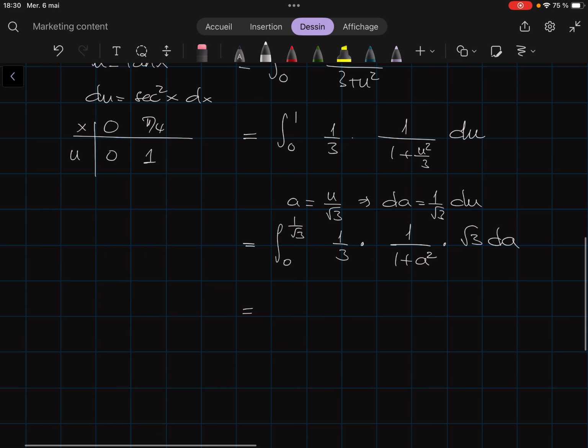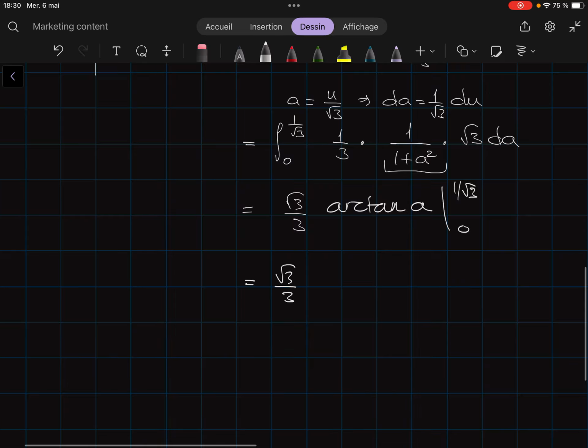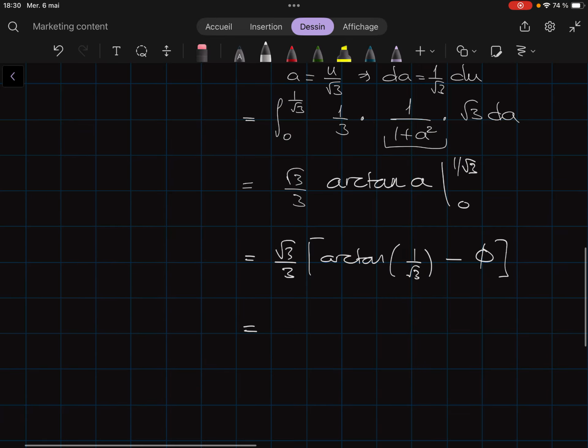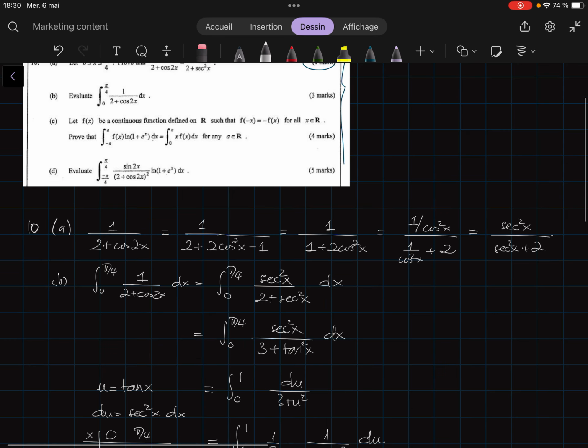So, simplifying off the constants, recognizing the integral of this guy is arctan, and then plug in the bounds. Arctan of 1 over root 3. This is pi by 6. So, final answer, root 3 by 18 times pi. First two parts, not too bad yet.